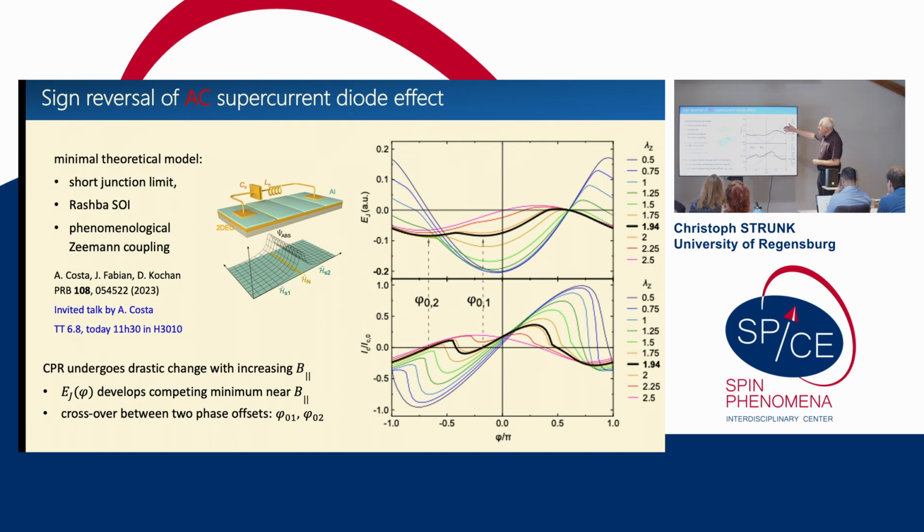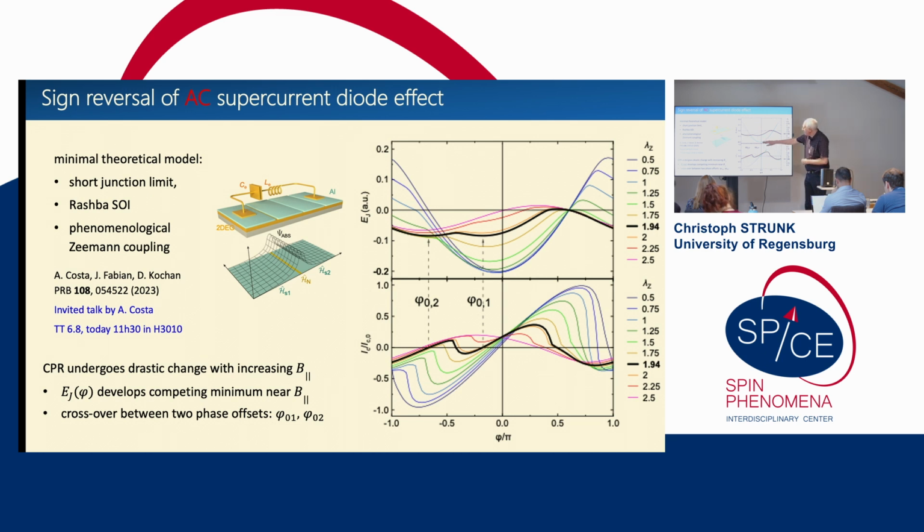This is now actually the result of this calculation within the minimal model. And what you see is that you go from a, say, unharmonic but relatively reasonable current phase relation to something that has several wiggles. So here's a period, not a period, but a frequency doubling. And then for very high field, you see that the sign is kind of inverted. So if you wish, this is something like a 0 pi transition, but it's not really 0 pi. It is phi naught 1 to phi naught 2 type of transition.